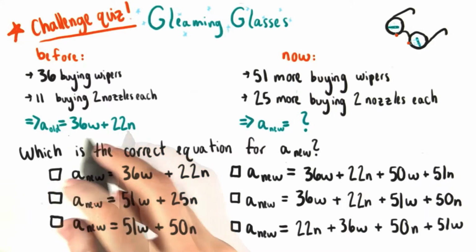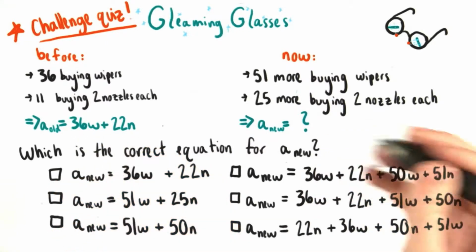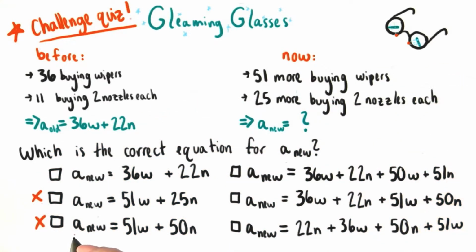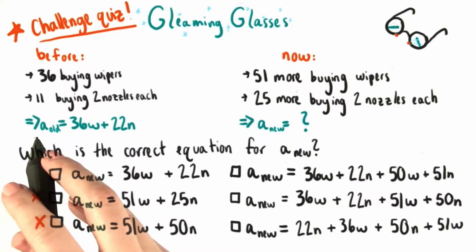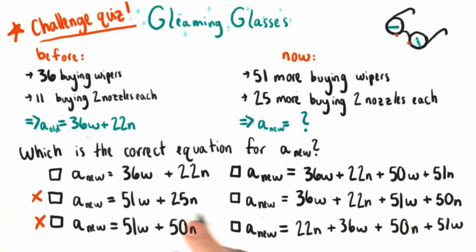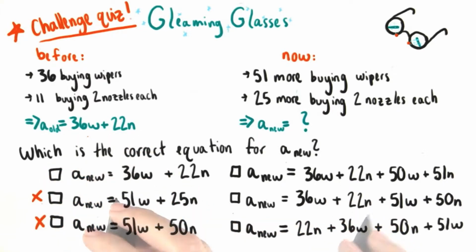batch of buyers. So that means the equation that we have down here still needs to have these terms in it. A couple of these equations don't, so I'm going to cross them off our list. Neither of these answers includes the money from the people who bought from Grant on the first day. The other four answers that are left over all have 36W and 22N as terms, so that's great.